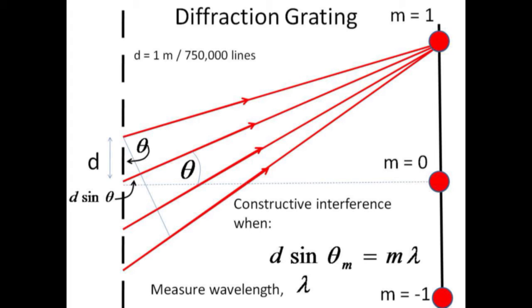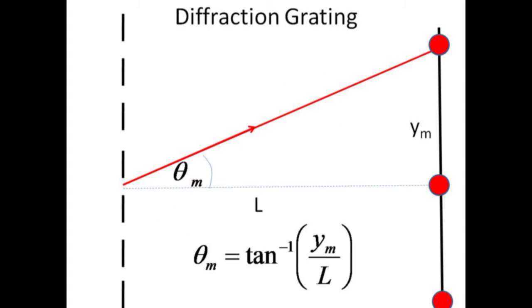1/750,000th of a meter, the angles for constructive interference are quite large. No small angle approximations will work here, so we get the angle from the inverse tangent of the distance along the screen from the central bright spot, y, divided by the distance from the grating to the screen, L. Knowing y, L, and d allows us to determine the wavelength of the light, lambda.